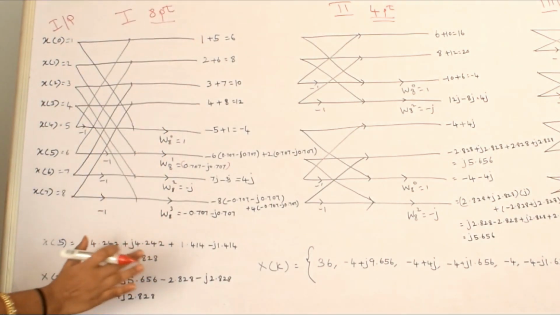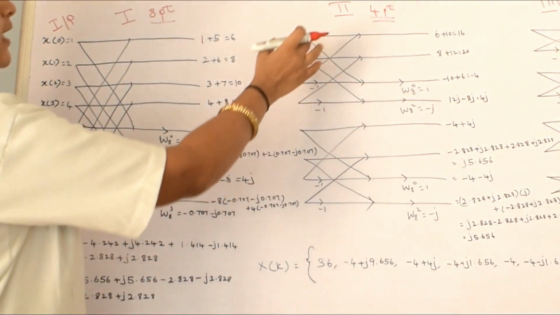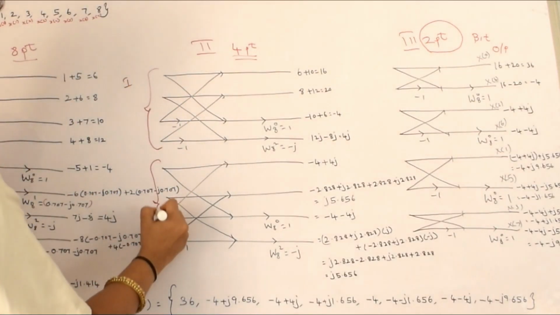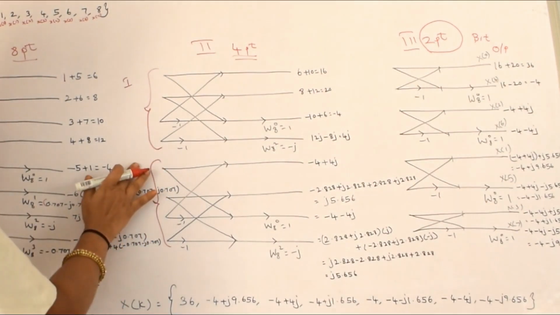That's it. Your first stage is over now. And in the second stage you will have this first 4-point DFT and this second 4-point DFT. Okay.